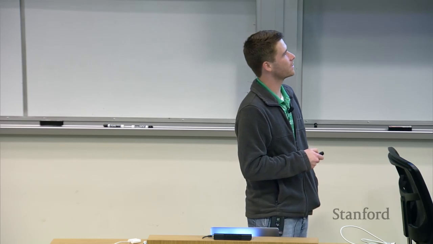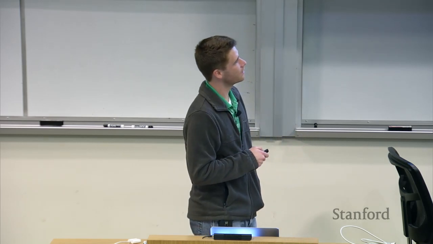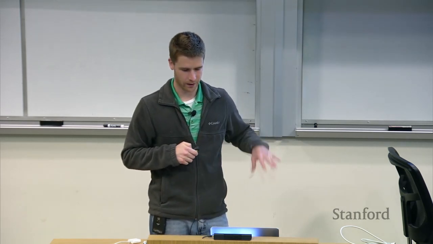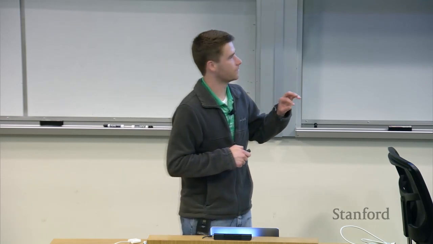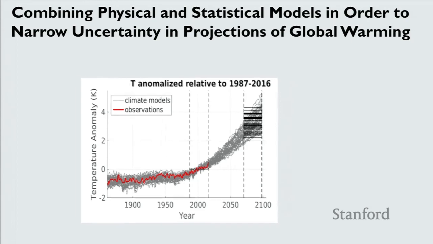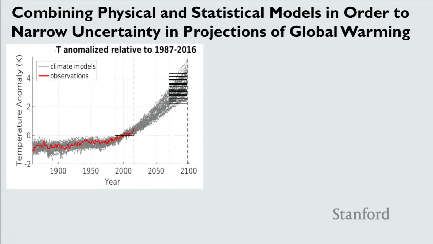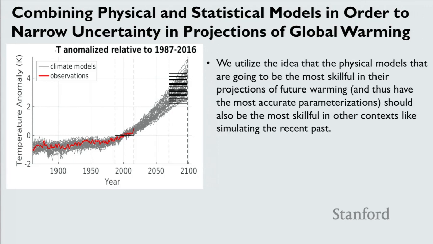Okay, so getting back to our study in particular, the primary goal of our study is to narrow this range of uncertainty and to assess whether the upper or lower end of that range is more likely. You can get an idea of how we can do that based on this discussion of where this uncertainty comes from. The idea that we utilize here is that the physical models that are going to be the most skillful in their projections of future warming, and thus have the most accurate parameterizations, right? They should also be the most skillful in other contexts, like simulating the recent past.